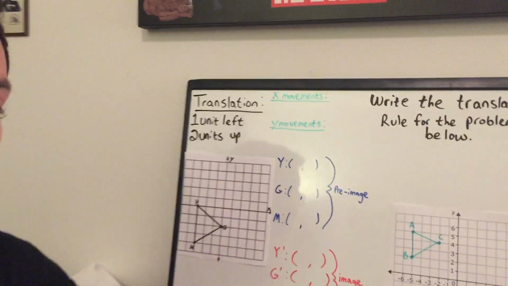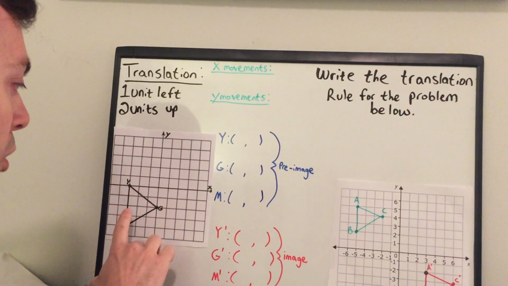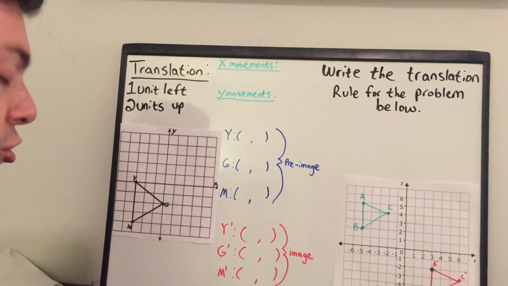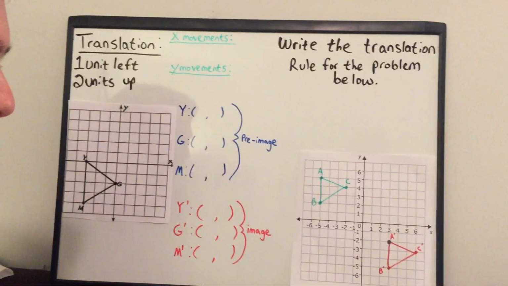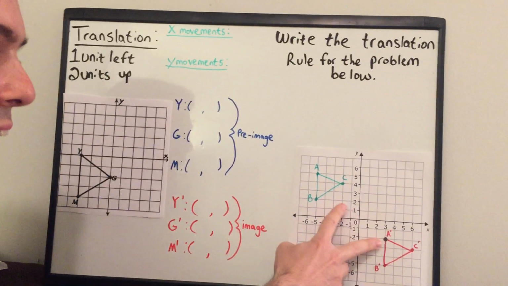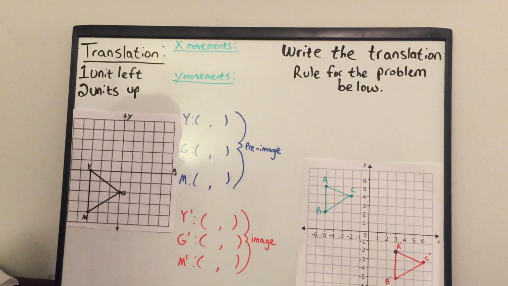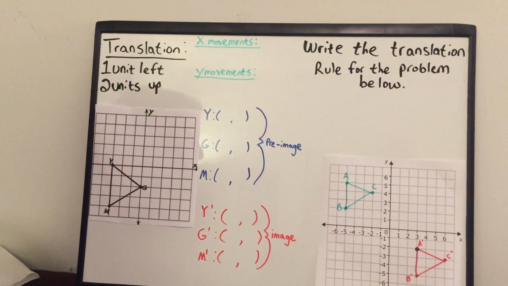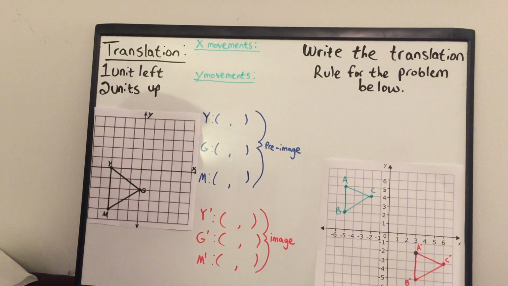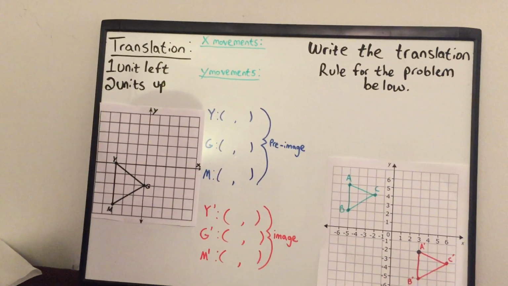Now, translation is really not that bad. We're going to take a look at a question where we have to translate this triangle right here. And then we're going to take a look at a second question where we have it already translated. We just have to write the rules. So let's take a look really quick. This one right here is actually the first question out of 4 that you have to complete for a grade. So we're going to do this one together so you have an idea of how to do it.